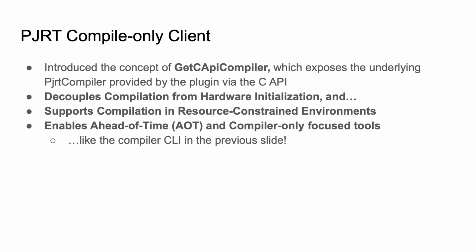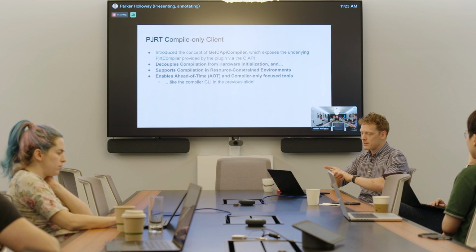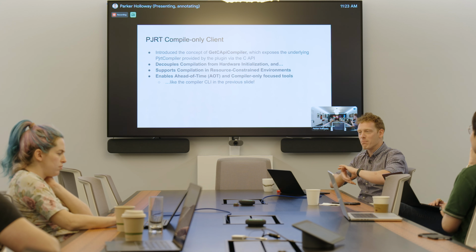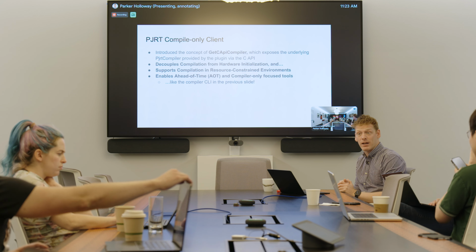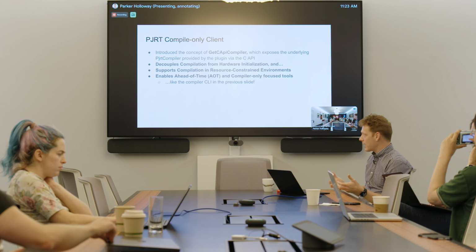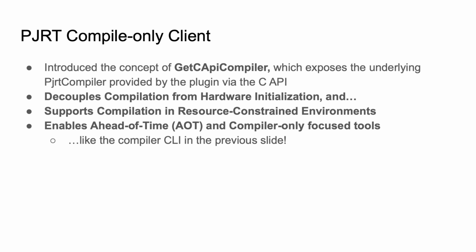We introduced the concept of the PJRT compiler. Today, JAX and our other C++ consumers use the PJRT C API client. The client requires that most of the functions in the PJRT API are actually implemented. In order to initialize an object of the PJRT client, it performs hardware initialization. It depends on having your actual hardware system connected.